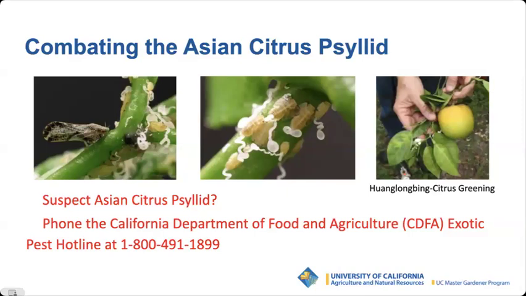In order to find the waxy tubules and the tiny little nymphs, you're going to need to use a magnifying glass. If you think your tree has Huanglongbing, or if you find the Asian citrus psyllid, call the California Department of Food and Agriculture's Exotic Pest Hotline at the number that's listed on this slide.